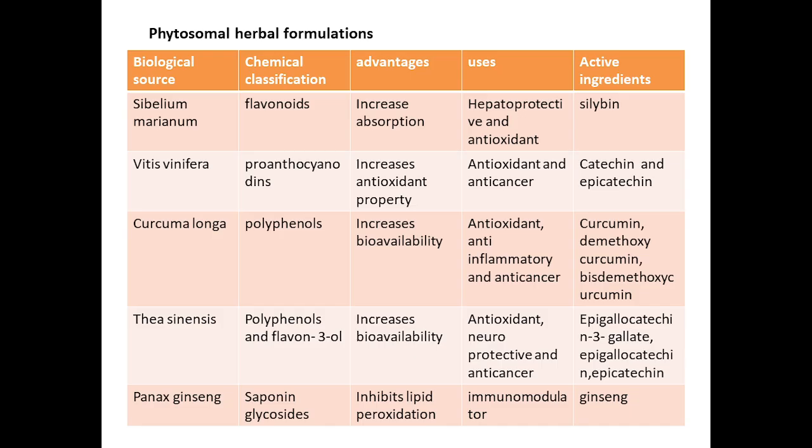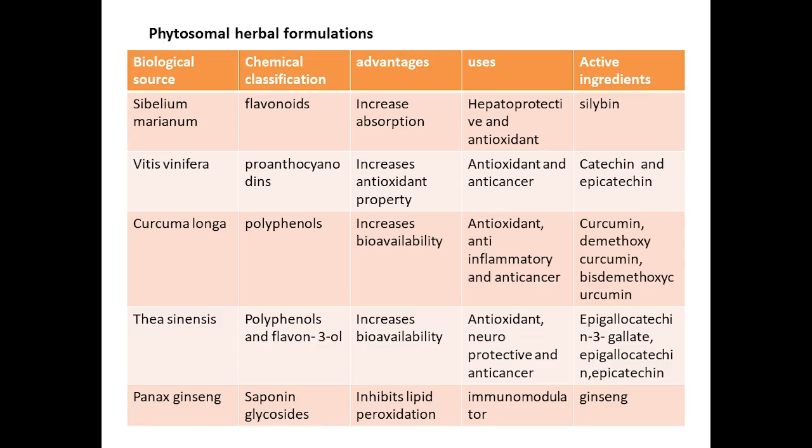Now, phytosomal herbal formulations. In that, the first example is Silybum marianum, and that class is flavonoid. The advantage is that it increases absorption. When the phytosomes are prepared from that drug, it will increase the absorption. The use of that phytosome is hepatoprotective and antioxidant, and the active constituent is silibin.